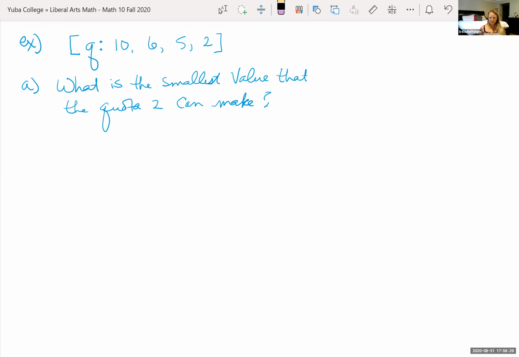So any ideas? Okay, first of all, is it plausible to have a quota of a negative number of votes? All right, so no. So can't have a negative number of votes. Would it make sense if our quota was 0? No, right? I mean, that just doesn't make sense. Nobody votes, it passes.